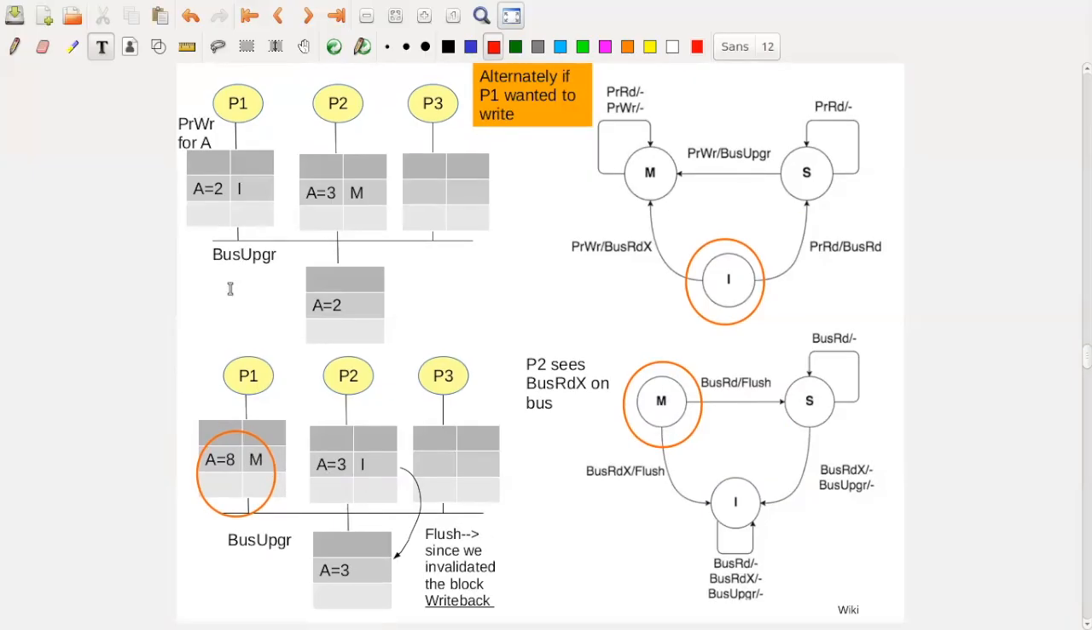So alternately, let's say instead of a read, let's say I go back to the same previous state, I and M, and the bus, and processor 1 wanted to write instead of read. So what would now happen? Like I said earlier, if it's in any state and you want to write to the data, you're going to change to the modified state. So I is going to change to M, and you're going to have the latest value here. And we're going to send a bus upgrade. This bus upgrade is going to invalidate the other data.